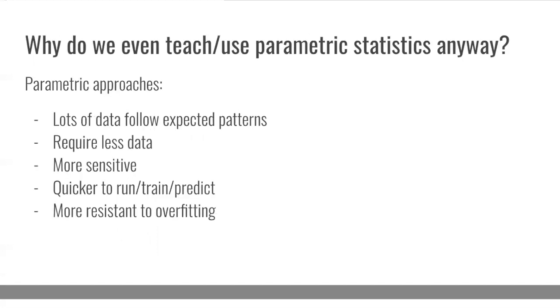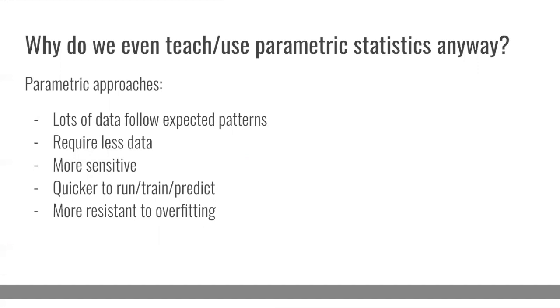So when we talk about non-parametric approaches and we say that you don't require the distribution underlying the data to be drawn from any particular procedure, when we say that you can throw caution to the wind and you don't need to meet as many assumptions, the question then is, why did I even spend that week teaching and using parametric statistics anyway? I want to remind you that parametric approaches are very helpful and exist, particularly because a lot of data follow these expected patterns. We have so many approaches to analyzing normally distributed data because a lot of data in the real world are normally distributed. Also, parametric approaches require less data and are more sensitive.